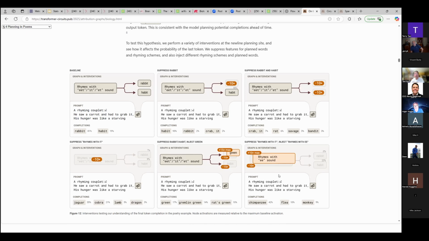And then finally, what is this? Oh, let's get rid of rhymes with eat, it, et, and do a different rhyme. Rhymes with E. 10x on both the delete and the plus. And then we get "his hunger was like a starving chimpanzee, flea, or monkey," which very much are words that rhyme with E.